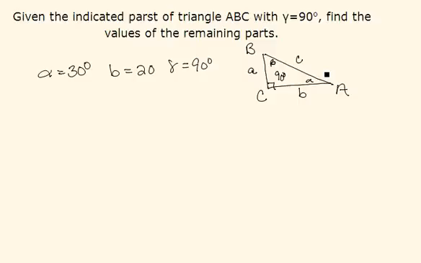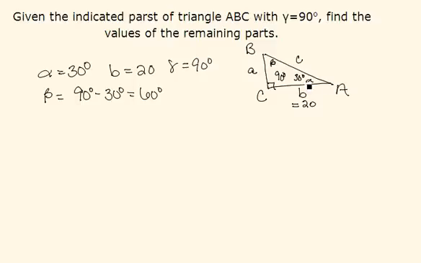In order to solve this problem, we know that b is equal to 20 and alpha is equal to 30 degrees. We would automatically know that beta must be equal to 60 degrees because 90 degrees minus 30 degrees gives us 60 degrees. We now can solve for a and c by using right triangle trig.